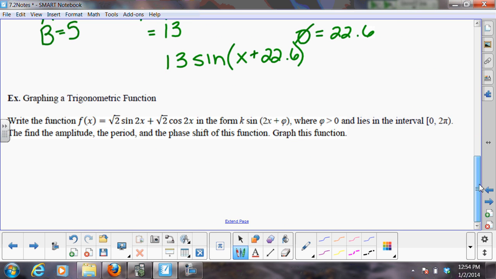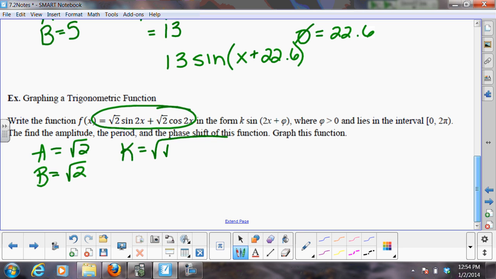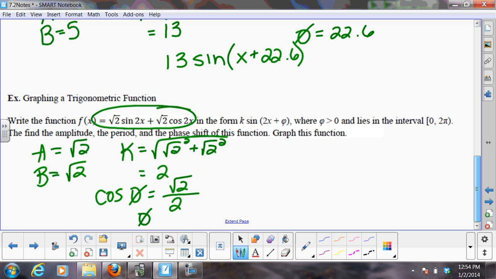Last question. All right, so we have this function right there. Our A is radical 2. Our B is radical 2. I need to get K. So K is equal to the square root of radical 2 squared plus radical 2 squared. So the inside of that just becomes 4. Square root of 4 is 2. Then we need theta. So cosine theta is equal to A, which is radical 2, over our K, which is 2. Well, cosine of 45 is radical 2 over 2. So theta is equal to 45. So written out in this form, we get 2 sine(2x plus 45).